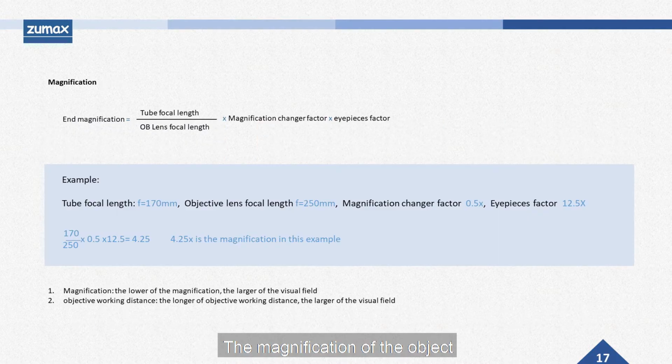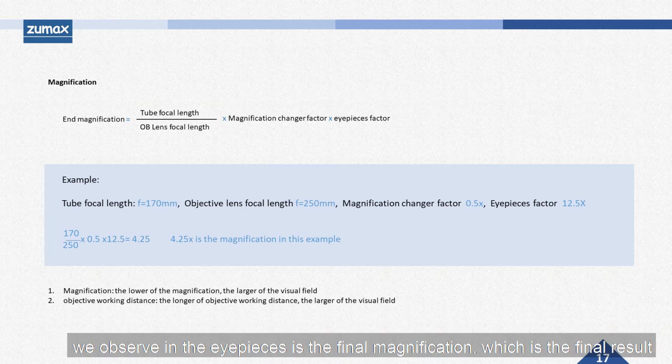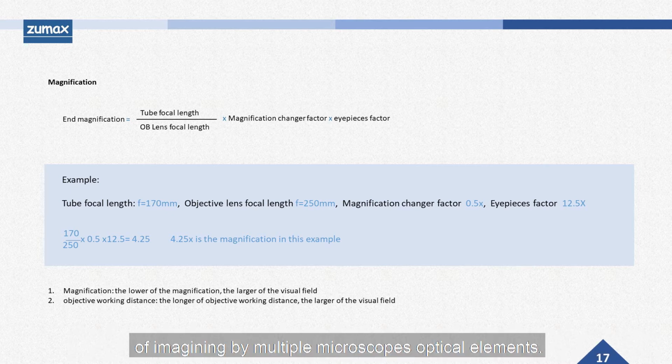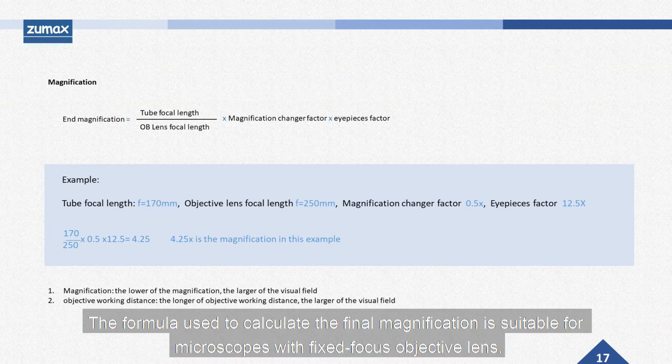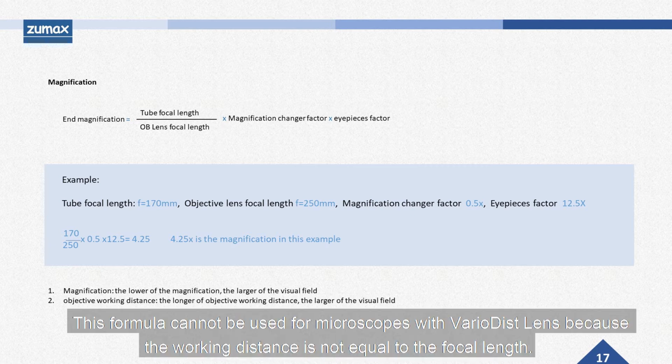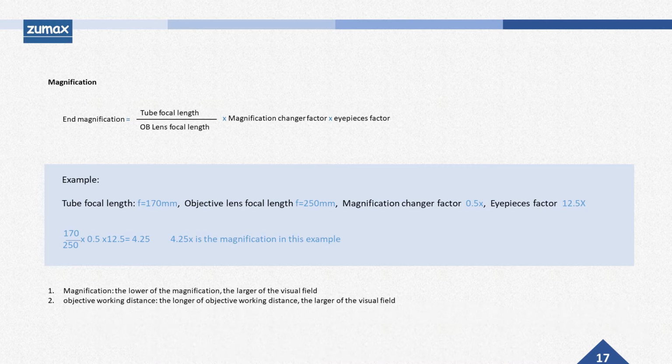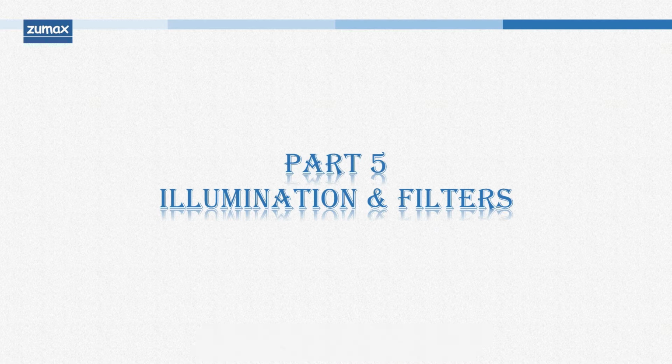The magnification of the object we observe in the eyepiece is the final magnification, which is the final result of imaging by multiple microscope optical elements. The formula used to calculate the final magnification is suitable for microscopes with fixed focus objective length. This formula cannot be used for microscopes with varifocal lenses because the working distance is not equal to the focal length. Now let's talk about the light source.